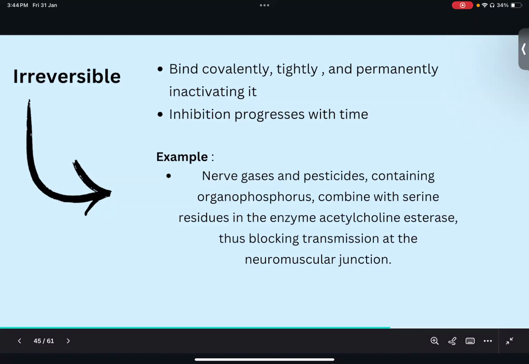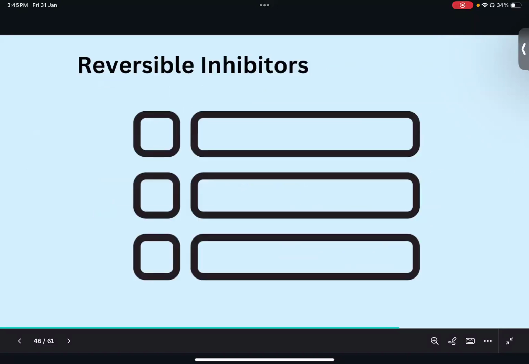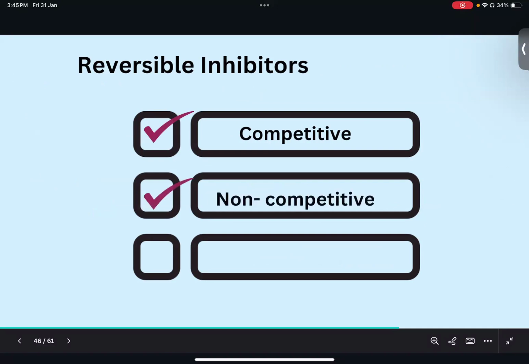It's an irreversible block. For the reversible inhibitors, we have three types: the competitive inhibitors, the non-competitive inhibitors, and then the uncompetitive inhibitors.